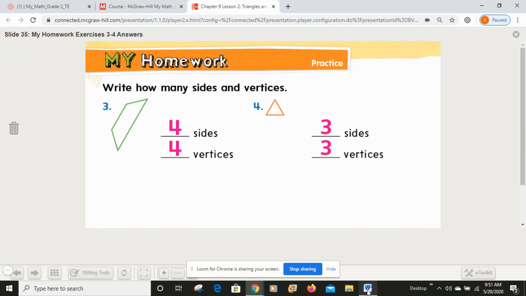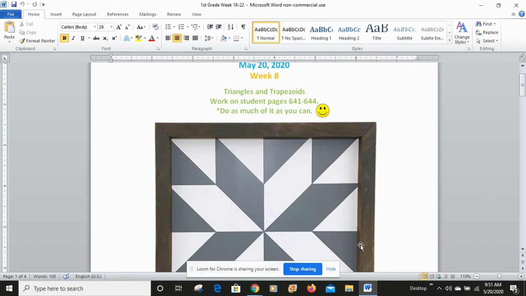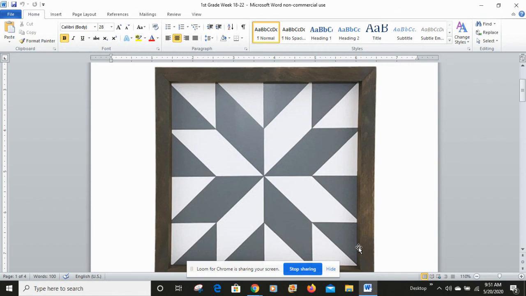So today, first graders, as you are going through and doing your student pages 641 through 644, think of these 2 shapes: the triangle, 3 sides, 3 vertices, and the trapezoid, 4 sides, 4 vertices.